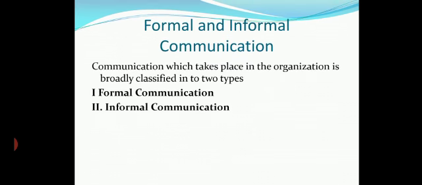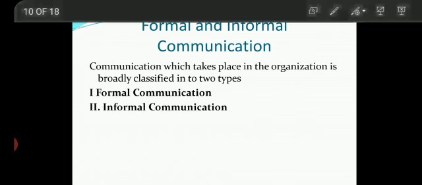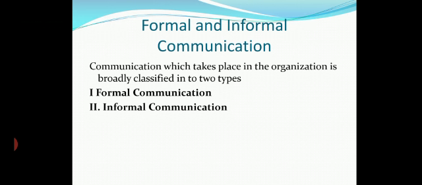Now, the next topic we are going to deal with today is formal and informal communication. In the organization, communication takes place, and based on this, there are two types of communication. The first one is formal communication, which follows rules and regulations, has an organizational structure, and passes information following that structure. That is what we call formal communication. The second one is informal communication, where there are no rules and regulations and no organizational structure.